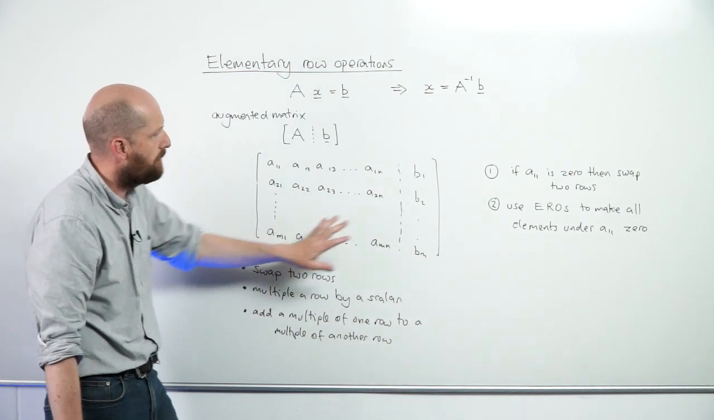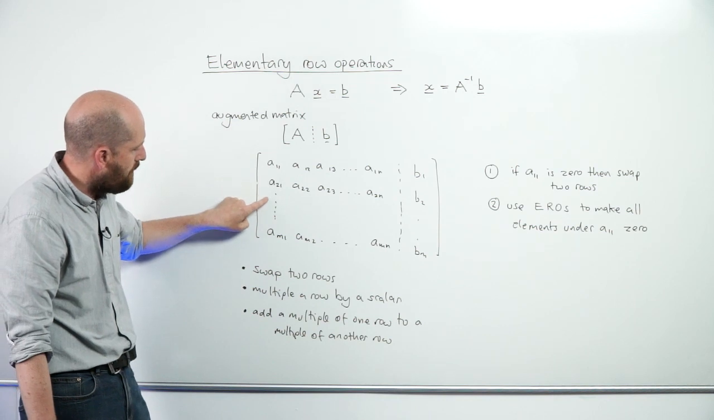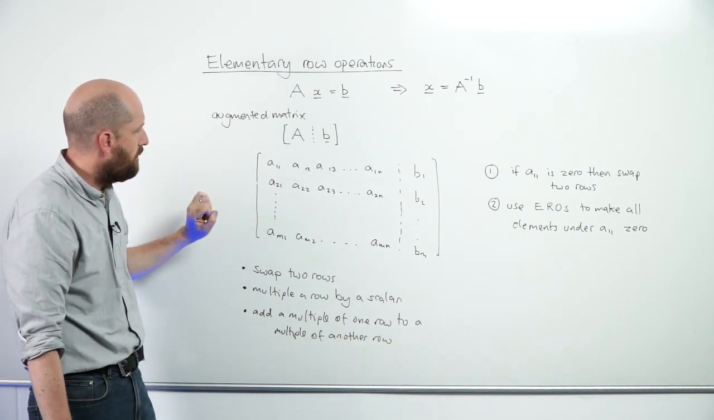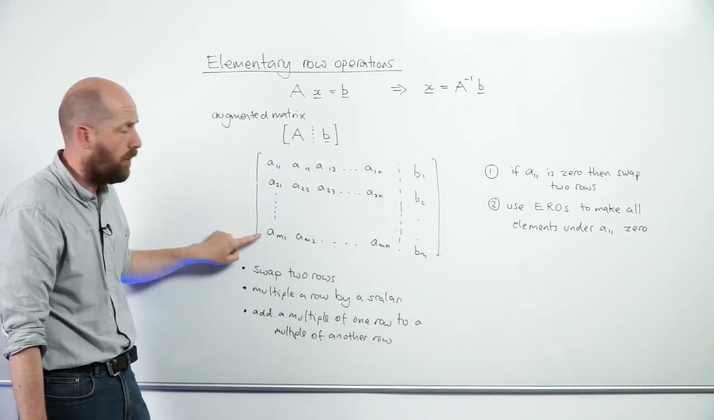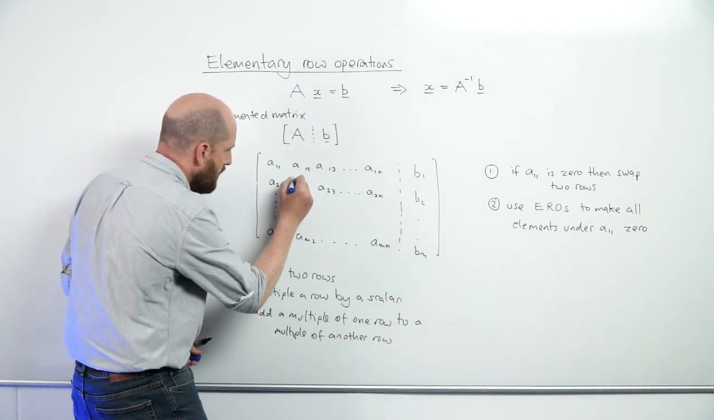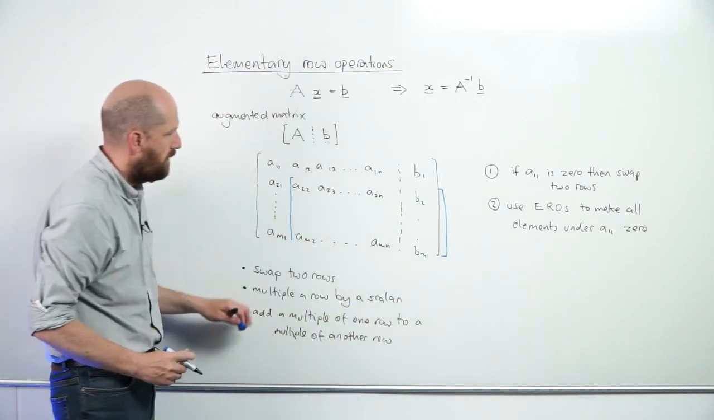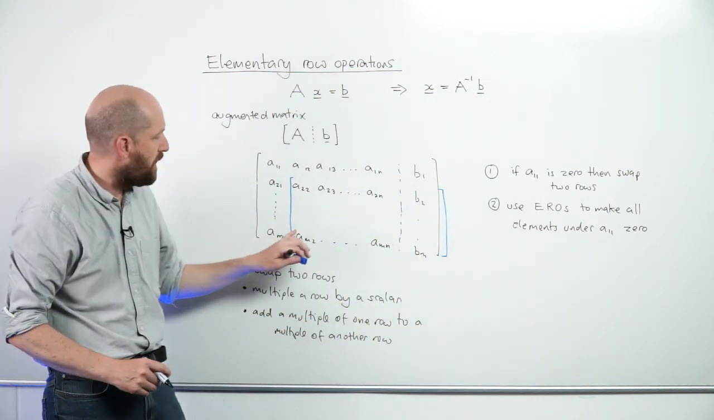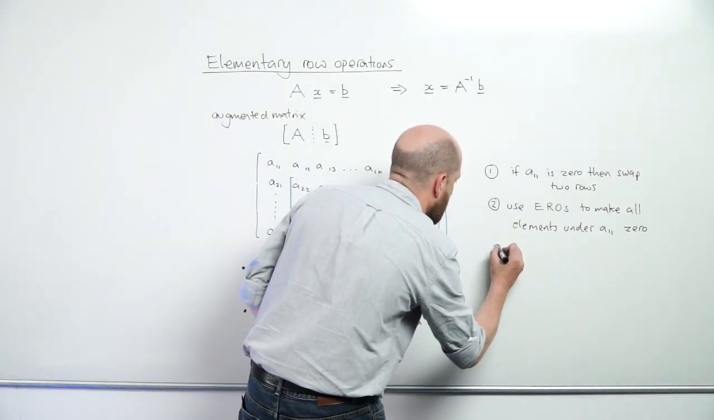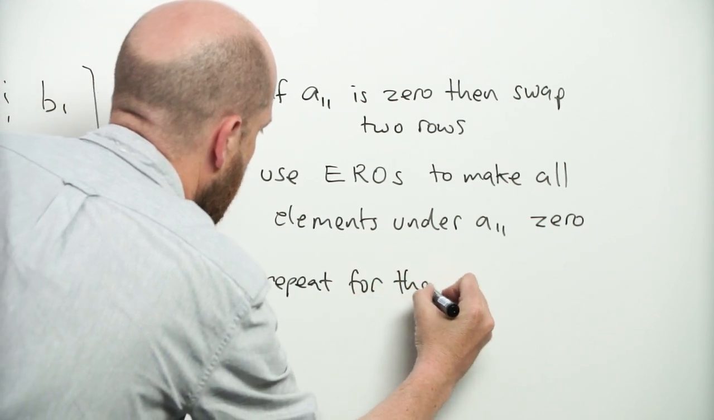So in the end, after these first 2 steps, I'll have a non-zero A11, and then everyone down here will be 0. At that point, I then forget about row 1 and column 1, and instead now look at this submatrix in here. I'm going to repeat exactly the same thing for this submatrix. So the third step is repeat for the submatrix.